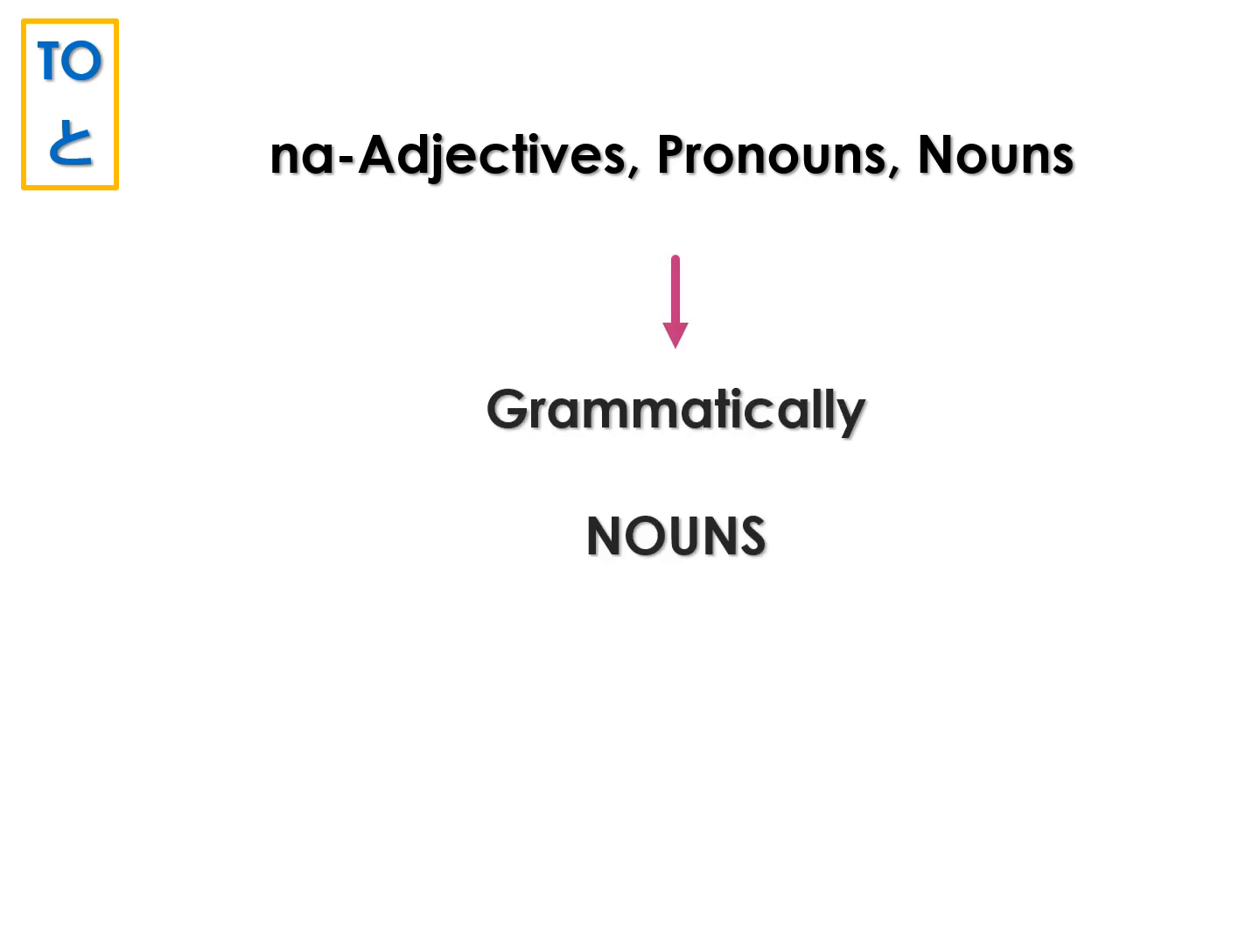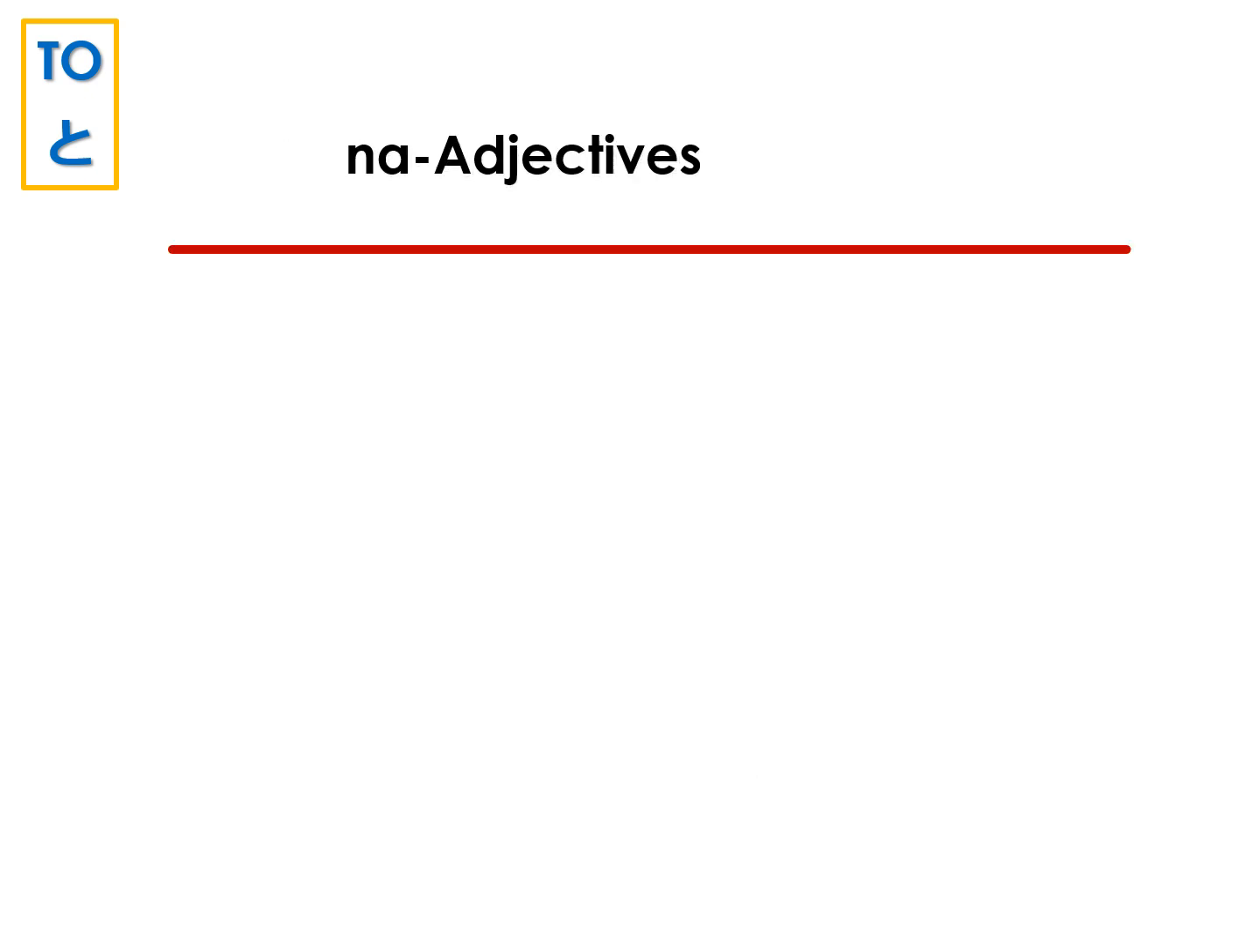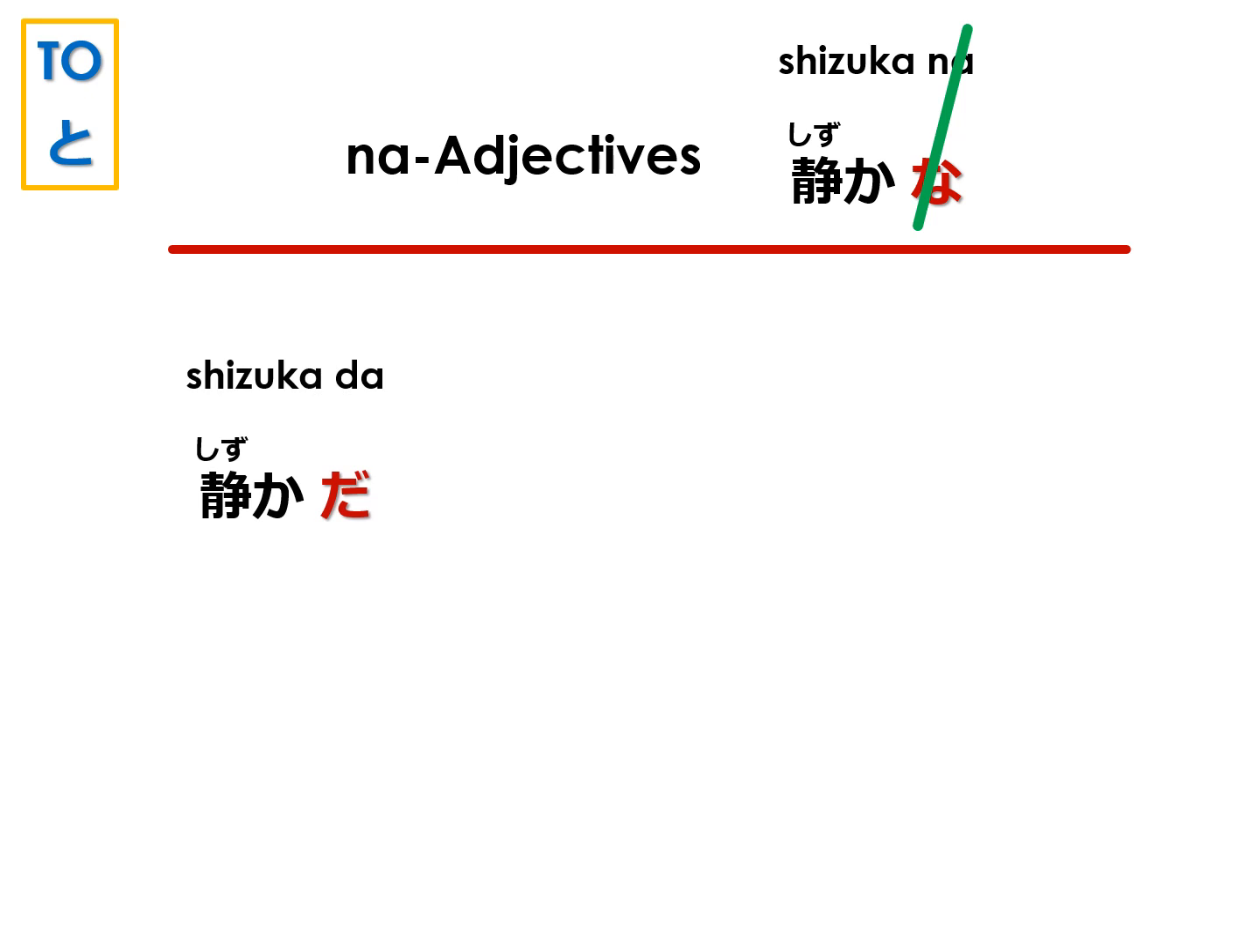Na-adjectives are grammatically nouns, so we lump them together with pronouns and nouns. Now the verb predicate for nouns is the irregular verb da, and da is what we use in their conjugations. So for example, the na adjective shizukana, which means quiet. Drop the na and replace with da, shizukada, and then add to form shizuka dato. It means if it's quiet or when it's quiet.